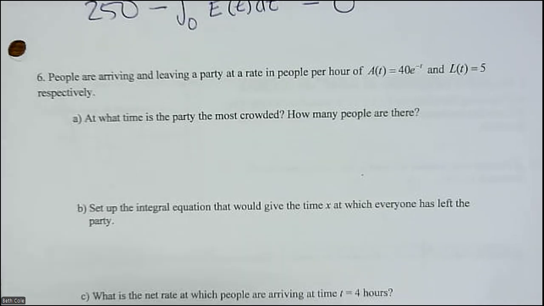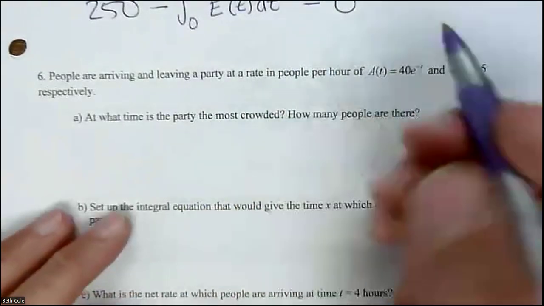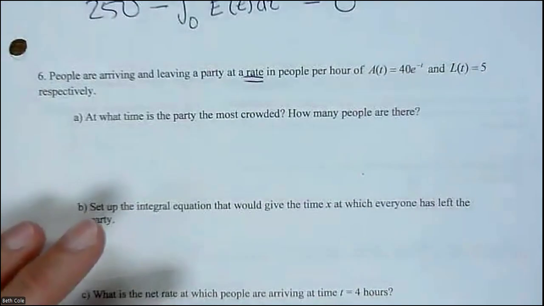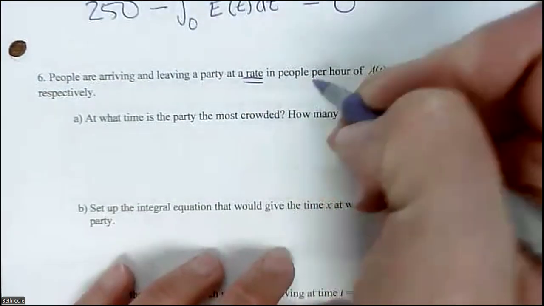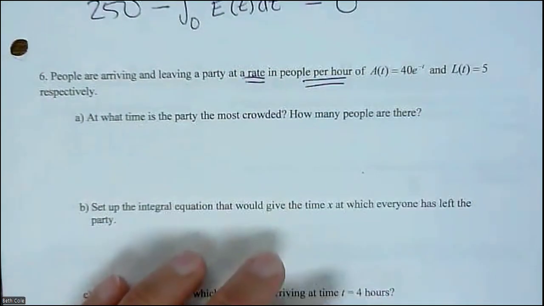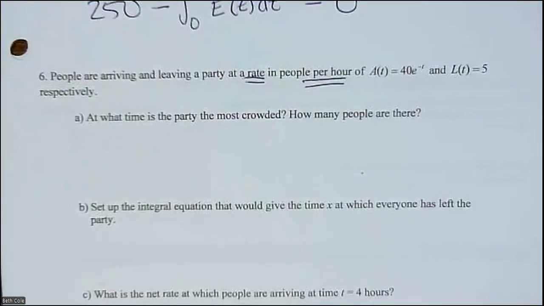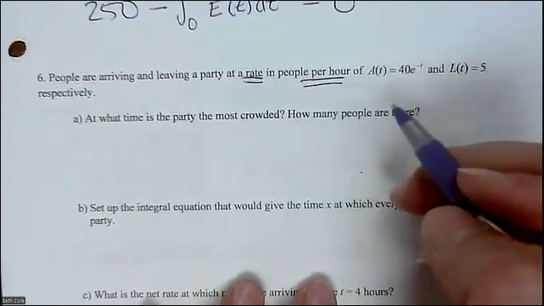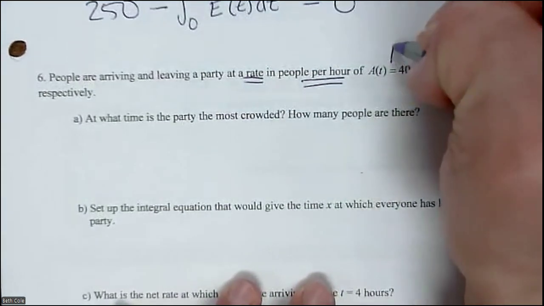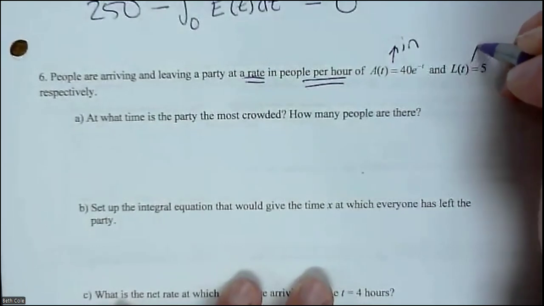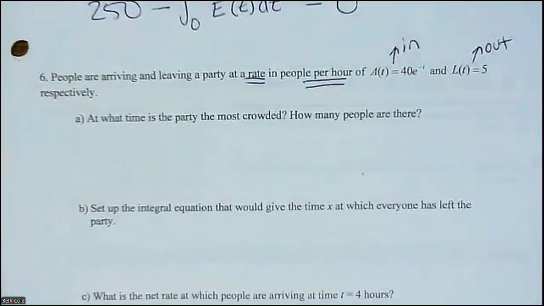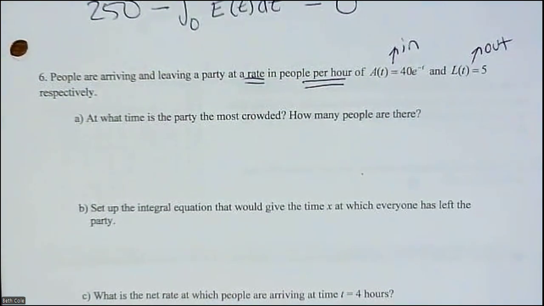I'm going to bring up this problem a lot. The rate, what does that mean? Slope, derivative, in people per hour. Do you see how it's something per something else? It's a rate. A is arriving. This is your rate in. L is leaving. That's your rate out. What do you notice about the rate out?